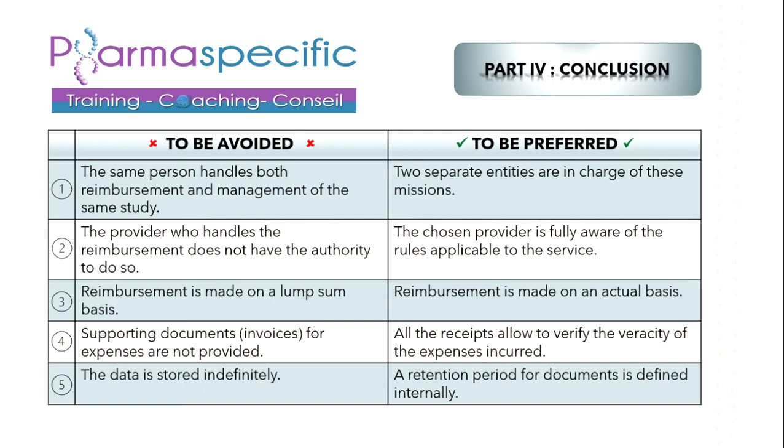The fourth error to be avoided is when supporting documents, invoices, for expenses are not provided. You must be sure that all the receipts that allow verifying the veracity of the expense incurred are received. The fifth error is if the data is stored indefinitely. You have to prefer that a retention period for documents is defined internally.